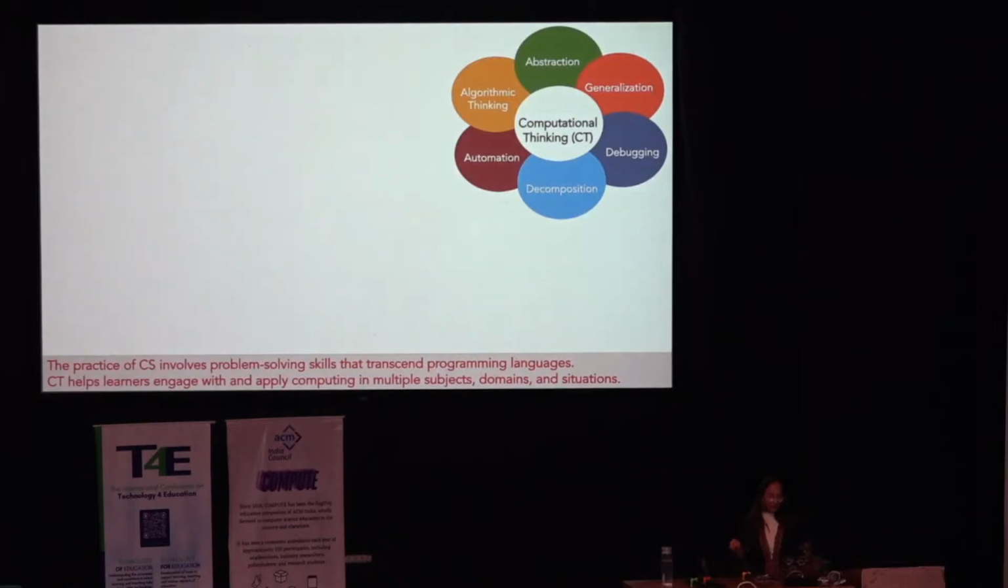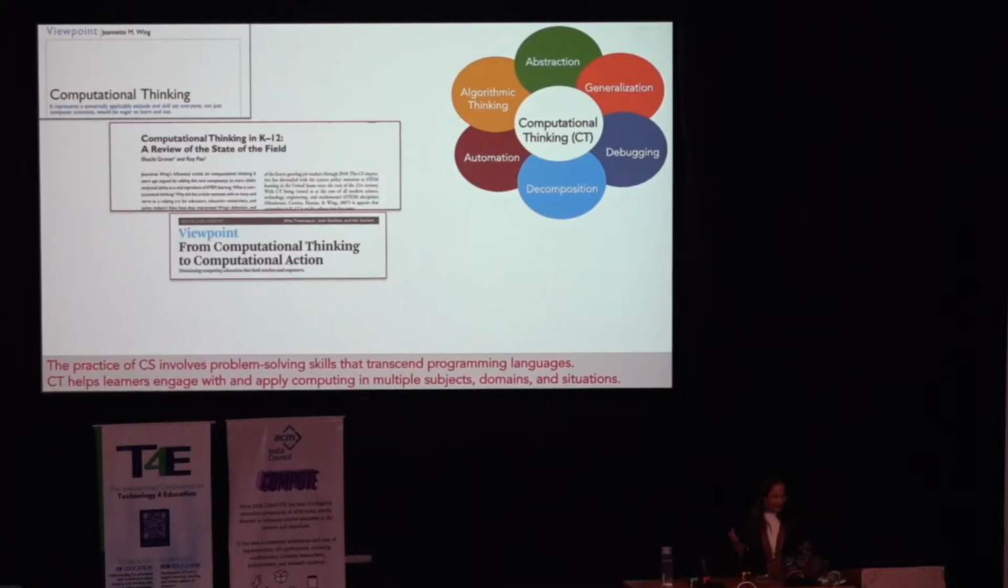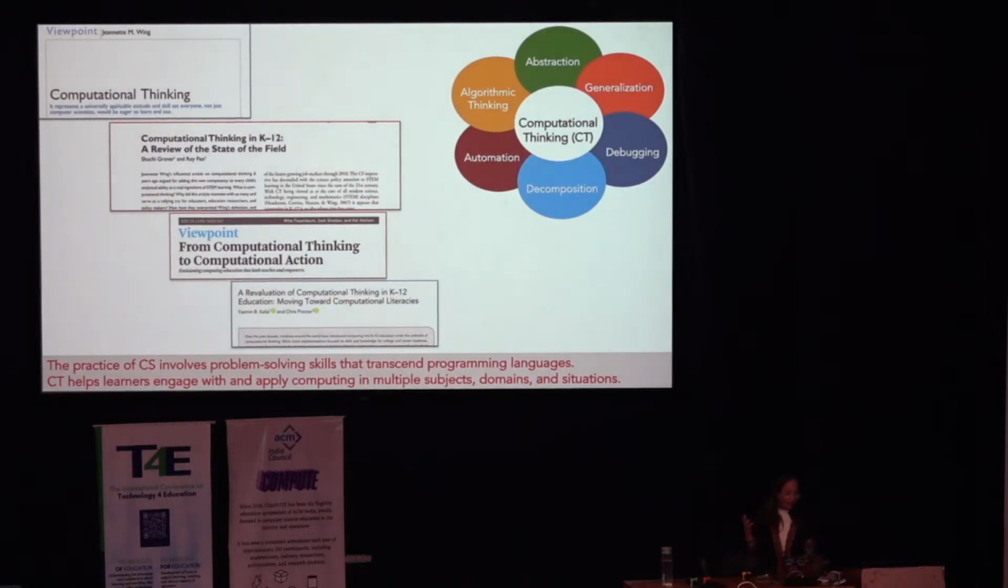In the past decade, CS education efforts recognized that in addition to coding and disciplinary concepts of CS, you needed to develop computational thinking skills, which basically are these problem-solving skills that transcend programming languages, and help learners engage and apply computing in multiple concepts, domains, situations. The idea of CT has evolved over time, from Jeannette Wing to Grover and Pea to Tissenbaum, Hal Abelson, etc., and then Kafai and Proctor.